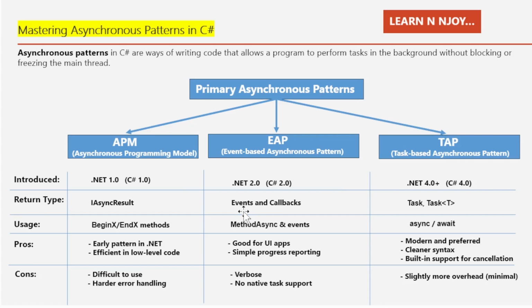Return type: EAP methods trigger events like Completed or ProgressChanged, and developers subscribe to these events to handle task completion or updates. That's what I have written, events and callbacks over here as a return type. Its uses: asynchronous operations are started using a method with the Async suffix, for example DownloadFileAsync, and progress or completion is tracked by event handlers like DownloadFileCompleted. So it uses method Async and event handlers. That's what I have mentioned, method Async and events over here.